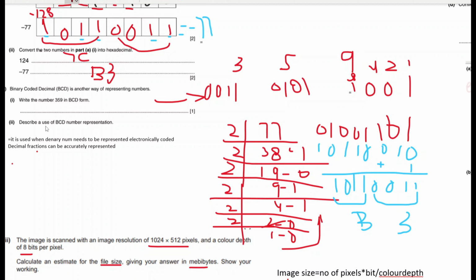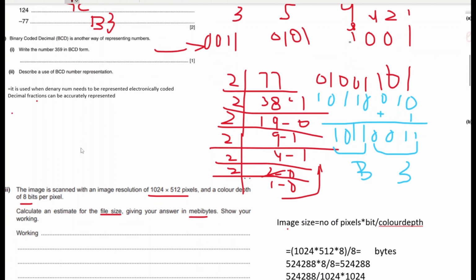Now next is to describe a use of BCD number representation. Basically, binary coded decimal is used when decimal numbers need to be represented electronically in coded form, and also decimal fractions can be accurately represented using BCD.